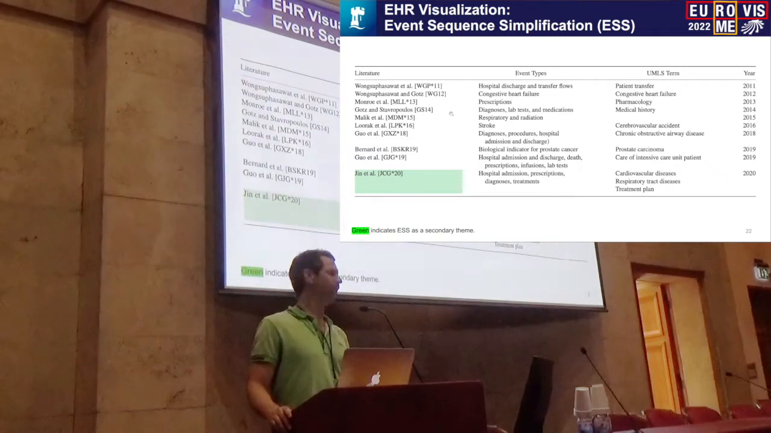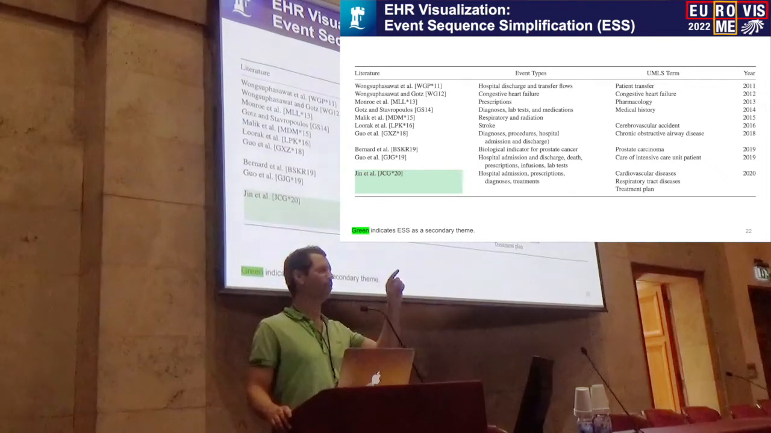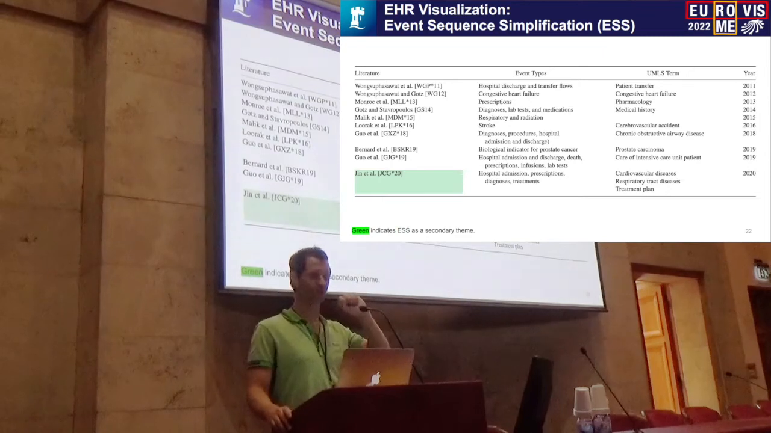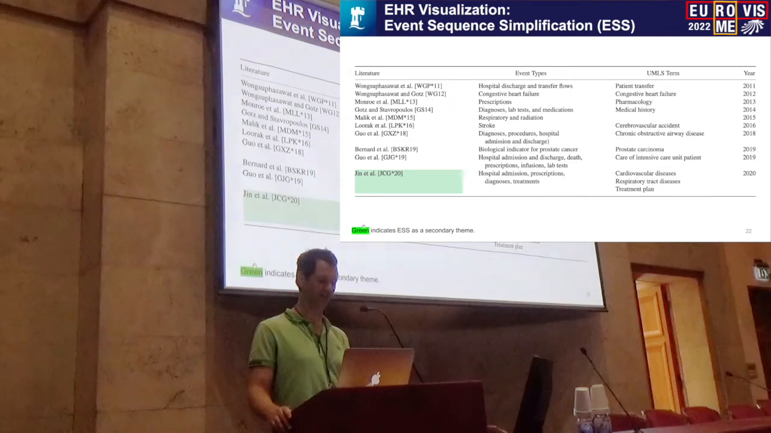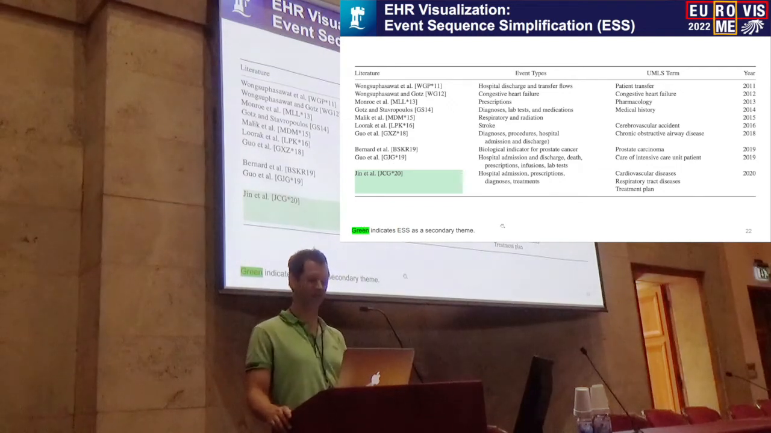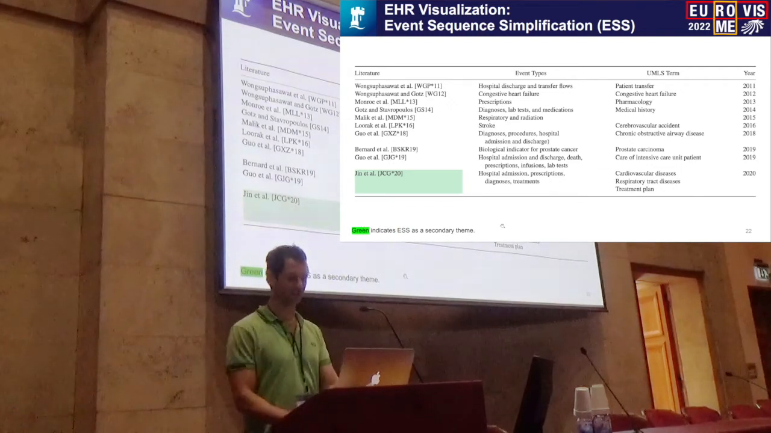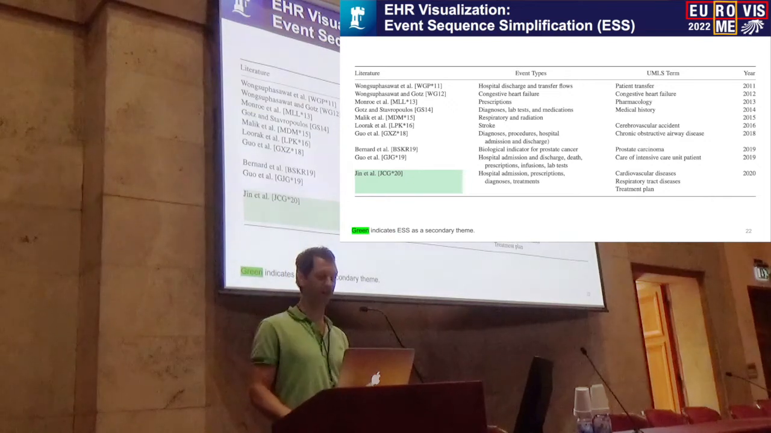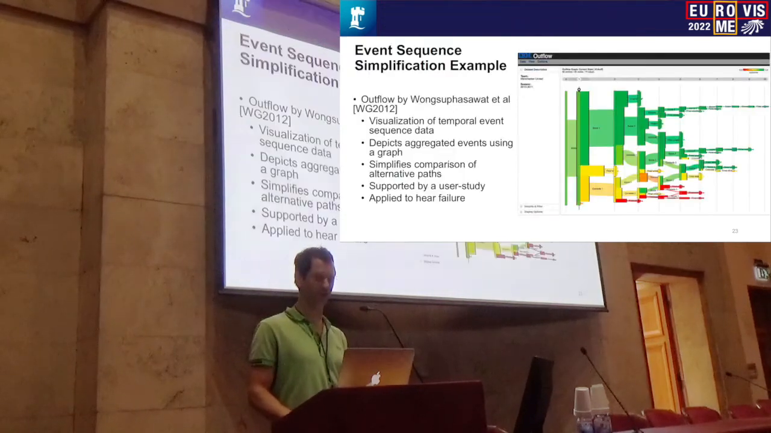And all of these papers have something in common. They're trying to study the order of events. You know, what's the most common order? What's the unusual order of events? What's the typical flow of events? Looking for the most common and unusual event sequences. And again, we have this kind of style that really indicates this as a secondary theme. This is a popular topic inside of the EHR visualization literature.